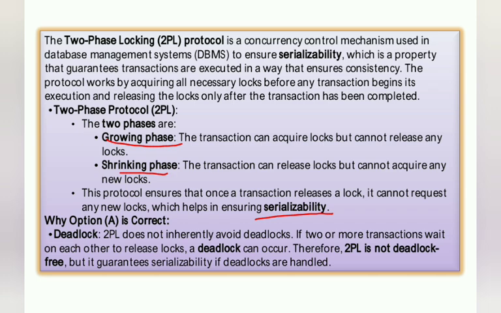So the two-phase protocol does not inherently avoid deadlocks. If two or more transactions wait on each other to release locks, a deadlock can occur. So it ensures only serializability, not freedom from deadlocks. That's why the two-phase protocol is not deadlock free. It guarantees only serializability. So that's why option A is the correct one.